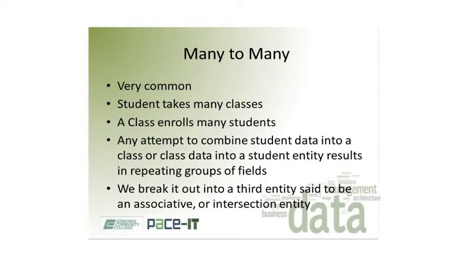Now, what we see when this is done improperly is that any attempt to put student data into a class entity or class data into a student entity will result in a repeating group of fields, and I'll show that to you in a minute. What we want to do is break this out into a third entity, said to be an associative or intersection entity. Some people call them linking entities. But a third entity is required to resolve the many-to-many relationship properly.